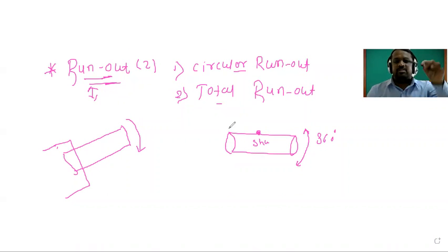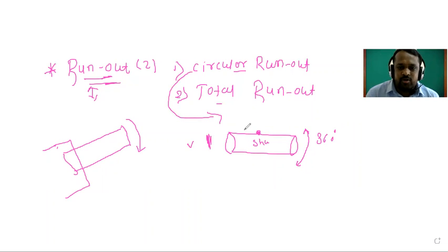You have to imagine. Suppose this is the shaft and we have rotated this shaft and checked its rotation at one fixed point. How much is it deflected? How much is it moving up and down like this? That variation is called the circular run out. And suppose we have checked this shaft throughout its length, at this point, this point, this point, and this point. Then it is called the total run out.